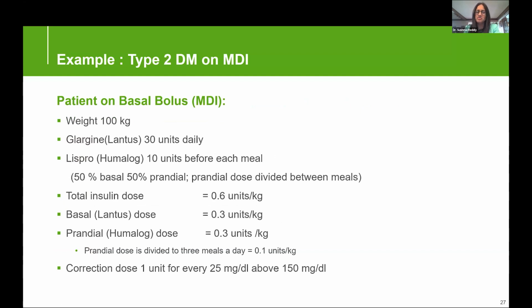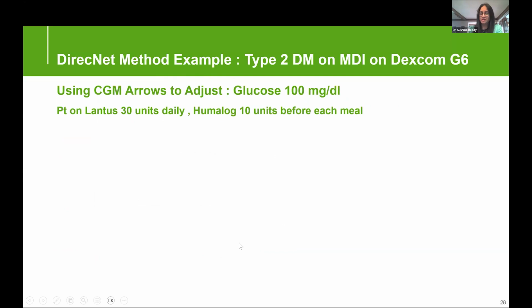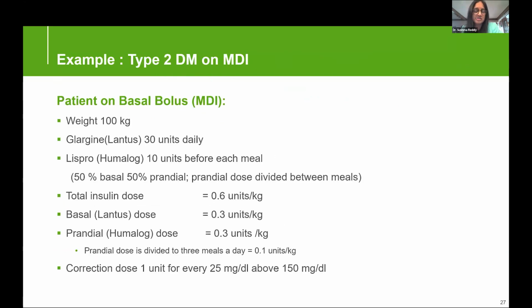This is a patient who weighs 100 kilos. He's on glargine 30 units daily and Lispro 10 units before each meal. This is a typical way that I've used to calculate insulin dose. I use it as 0.6 units per kilo. This is for a patient with type 2 diabetes. I use the basal dose as 0.3 units per kilo, and the prandial, in this case Lispro, 0.3 units per kilo, and that's divided into 3 doses.